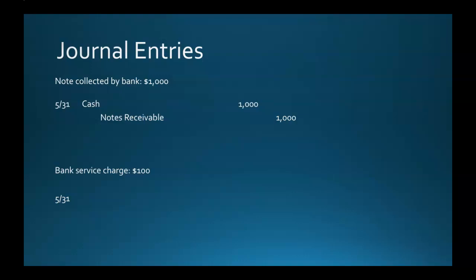Then your bank service charge. What would happen to your cash balance after a service charge? Well, it would decrease it. So we'll credit our cash for $100. And anytime there's a bank service charge or a bank fee, we're going to call that miscellaneous expense. So we will debit our miscellaneous expense for $100.